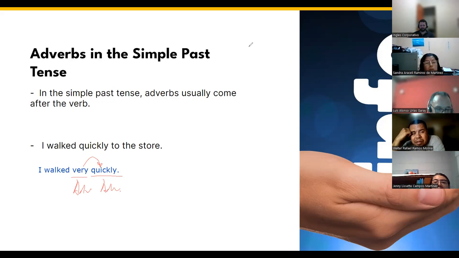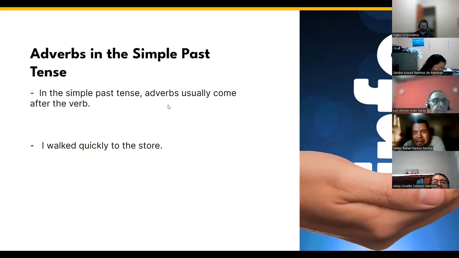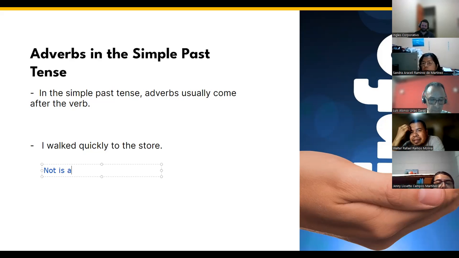Right, teacher, what about saying so quickly? Yeah, you can say so quickly, but that so is a little bit different than very. It's not the same. Hey, okay. I'm going to give a recommendation. This is not correct: "not is adverb" is incorrect. This doesn't exist. You need to say it's not an adverb. Okay.